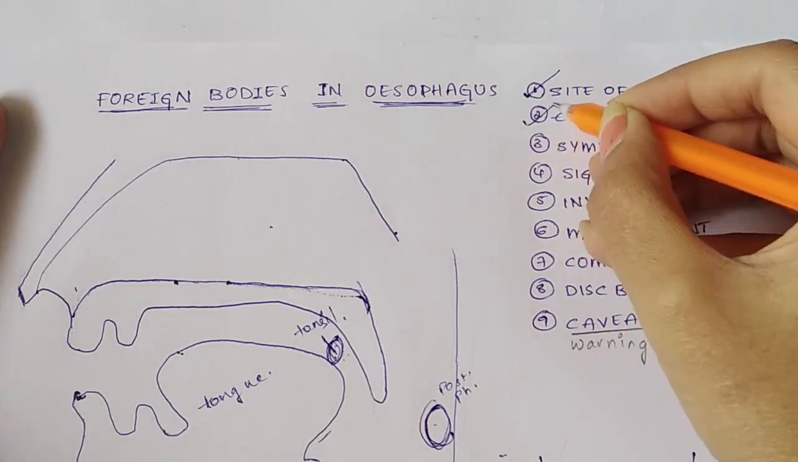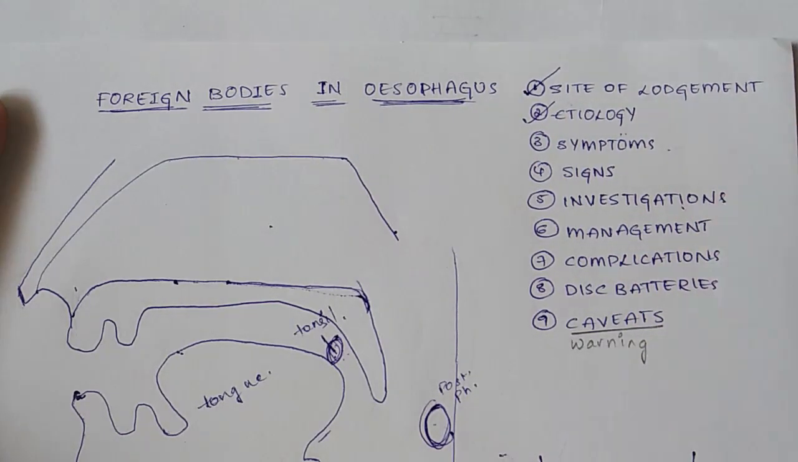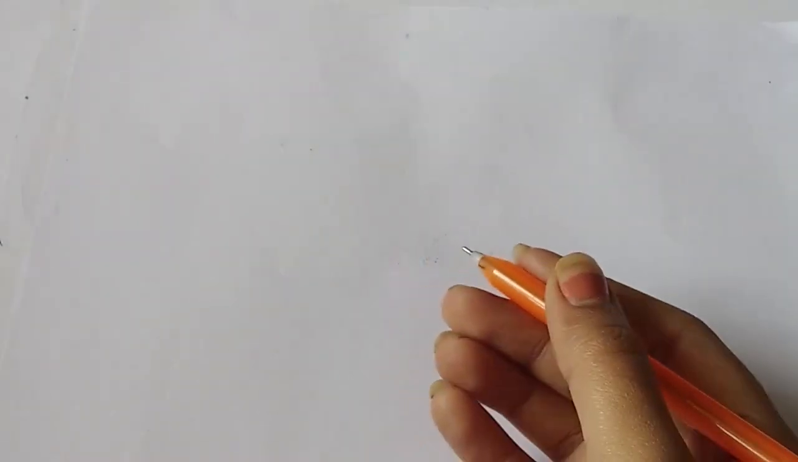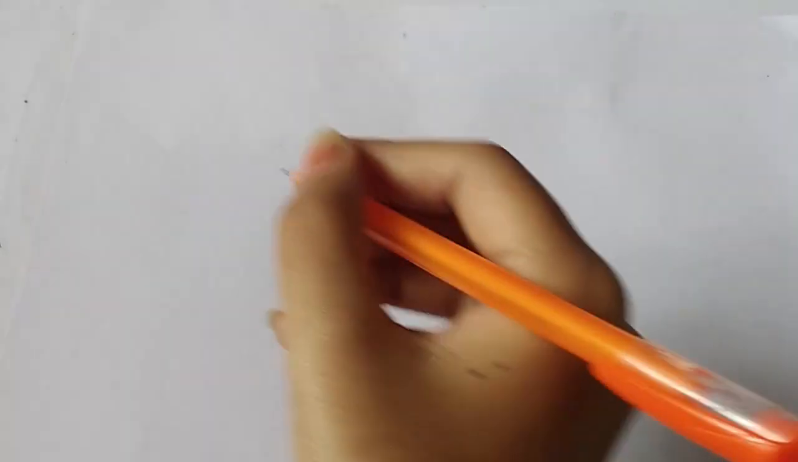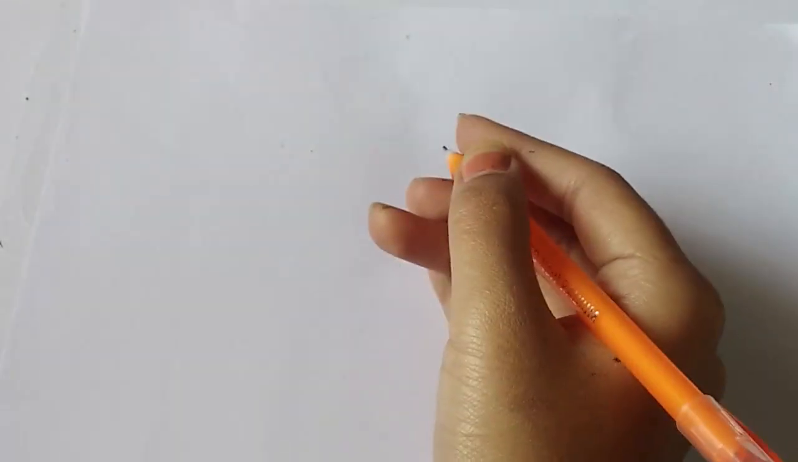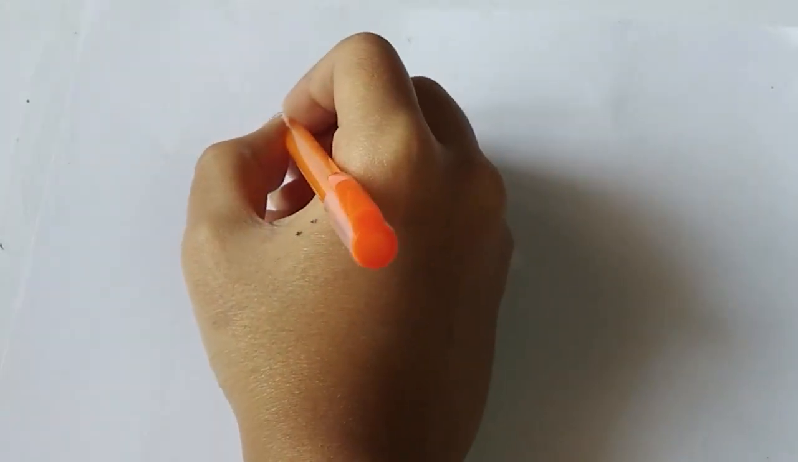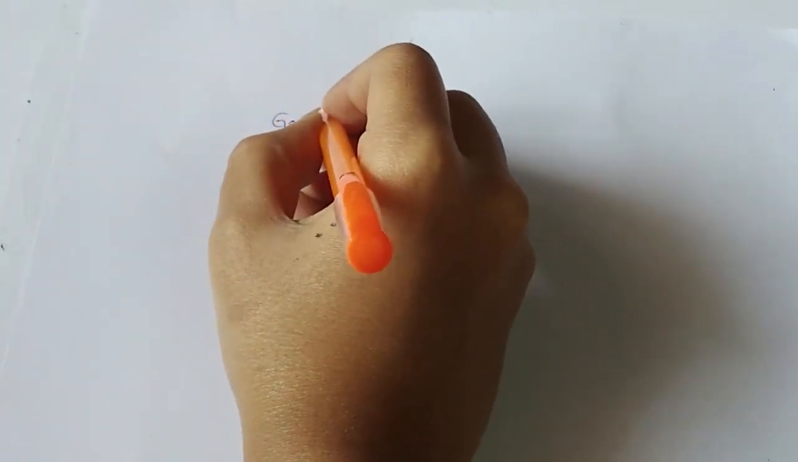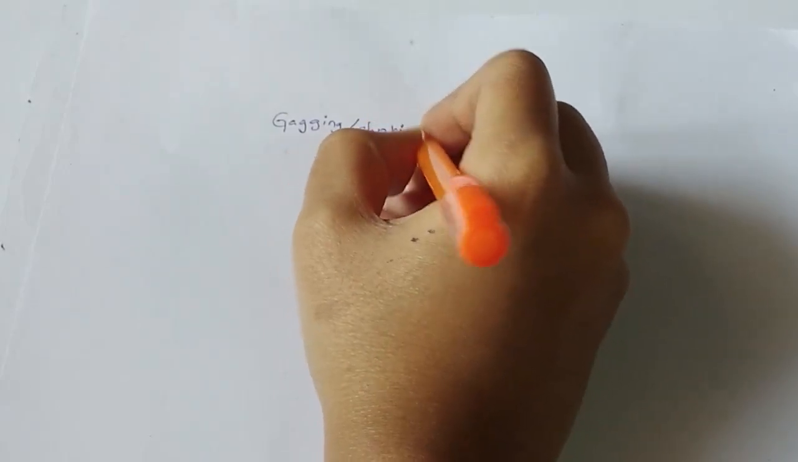So we have completed etiology. Now coming to symptoms and signs. Imagine that you have swallowed something and you cannot swallow it completely. So what will you do? The first thing that will occur is gagging or choking. So this is the initial symptom.